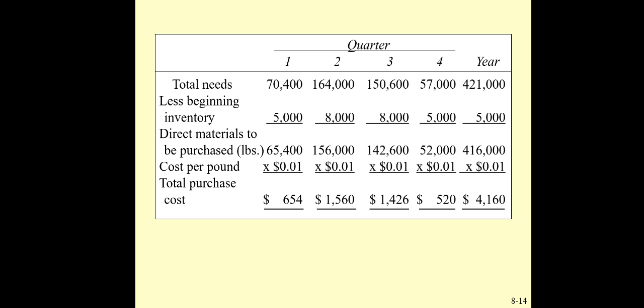65,400,000 pounds. In this sample direct material budget, the cost per pound is 1 cent. So the total purchase cost of material is $654,000. In quarter 2, the total purchase cost is $1.56 million. Quarter 3 is around $1.4 million. Quarter 4 is only $520,000. Total for the year, the company is budgeted to spend $4.16 million for the direct material cost.